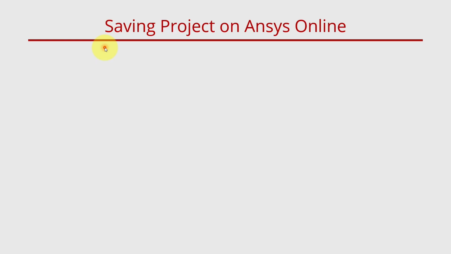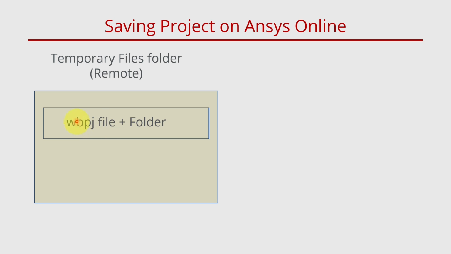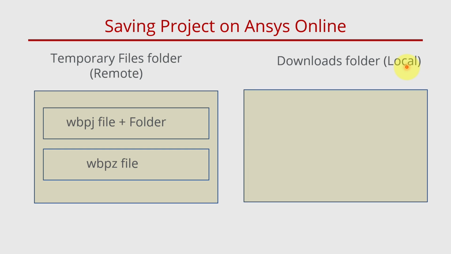So to review, you have to save everything on the temporary files folder on the remote machine. And when you save it, if you say file save, it'll create the J file and the associated folder. And you need the J file as well as the folder. But what we do instead, after a while, or before we exit the server, is say file archive and create the Z file. And now all this is in one file. And we can download that into our local machine.